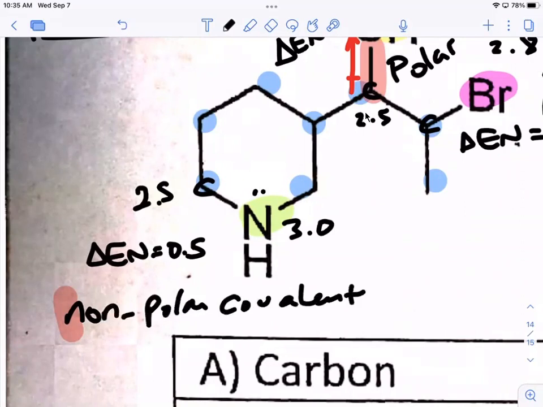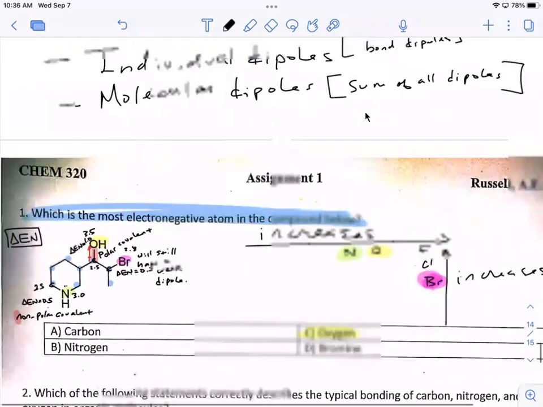And again, the scale that's used to determine whether a bond is non-polar or polar covalent depends on what book you use. In some books, non-polar is 0 to 0.3, right? So depending on what scale we use, but we'll stick with this scale. It's not that big of a deal. All right, let's go to the next question.